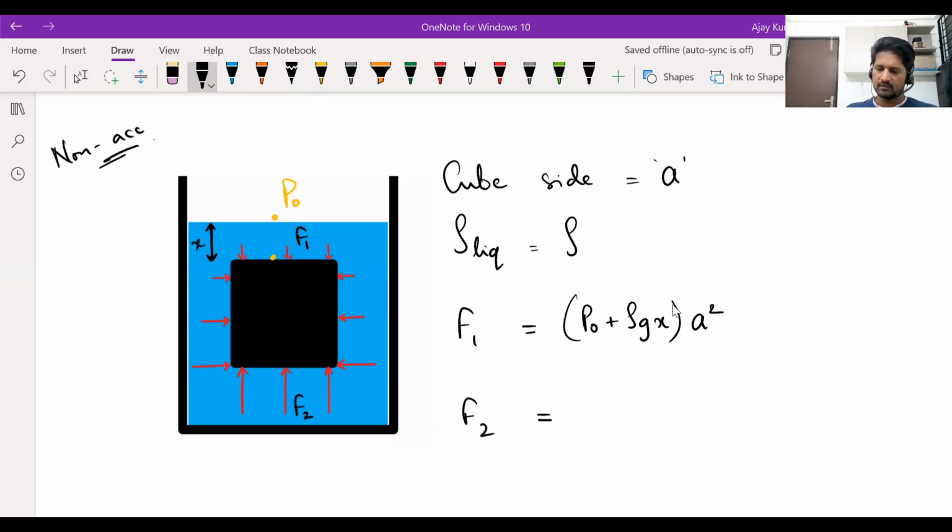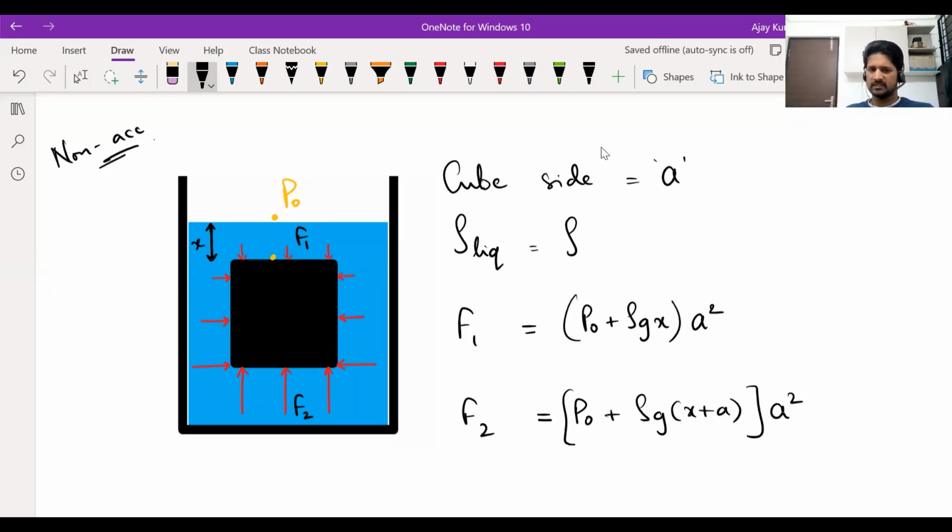Next, the force F2 acting on the lower surface of the cube. Aishwarya, can you tell how much F2 will be? P naught plus rho g x plus a, all multiplied with a square. Correct. Because the pressure at that depth will be P naught plus rho g into x plus a.